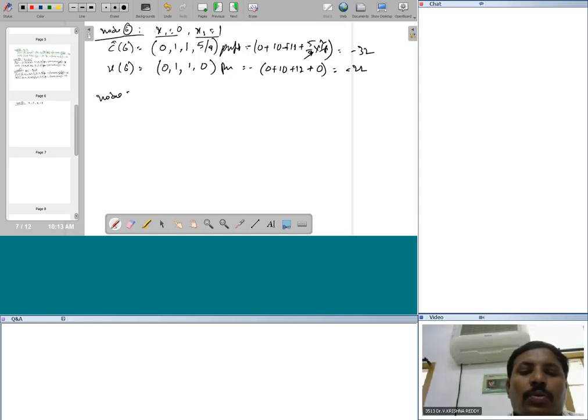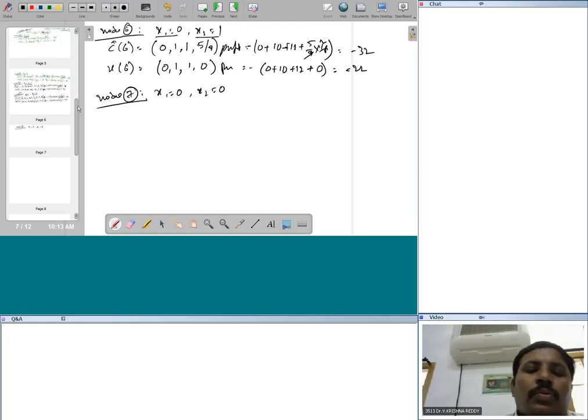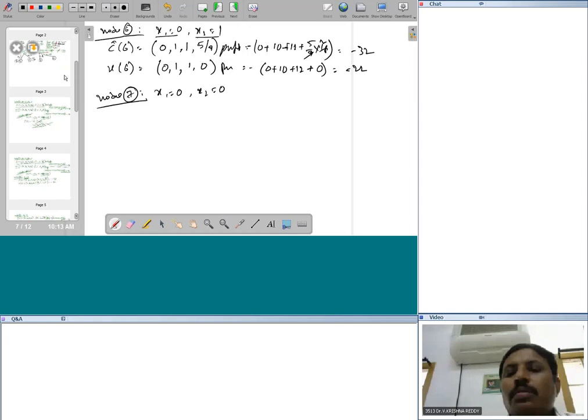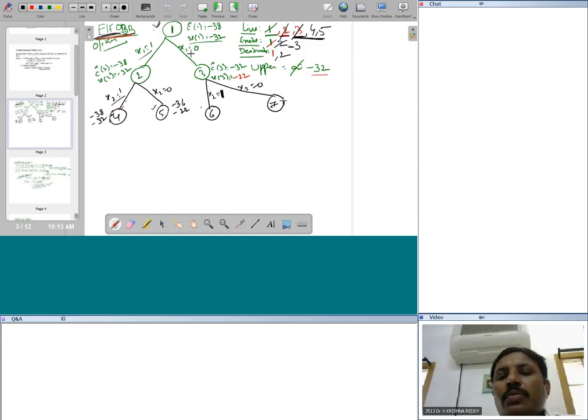Next node 7. Status is the same, x1 is equal to 0, x2 is equal to 0. If you have any doubt, please see the table. What is node 7? Node 7 is x1 is equal to 0, x2 is equal to 0. From the root node, what are the decisions we have made up to now?